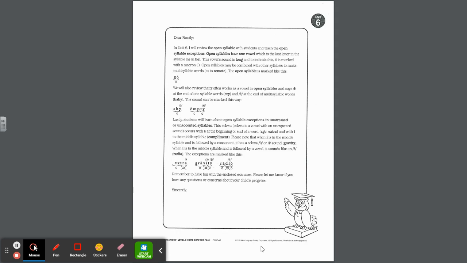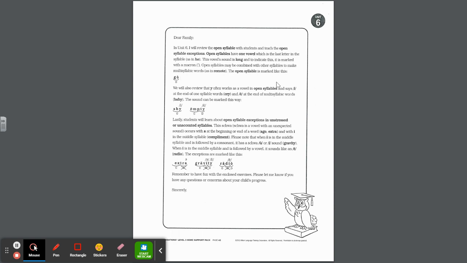Okay, let's look at the first page. This is our family letter. So these are all the things we'll be doing in Unit 6. Dear family, in Unit 6, I will review the open syllable with students and teach the open syllable exceptions. Open syllables have one vowel, which is the last letter in the syllable, like in the word he. This vowel sound is long, and to indicate this, it is marked with a macron. Open syllables may be combined with other syllables to make multisyllabic words, like in the word remote. The open syllable is marked like this.